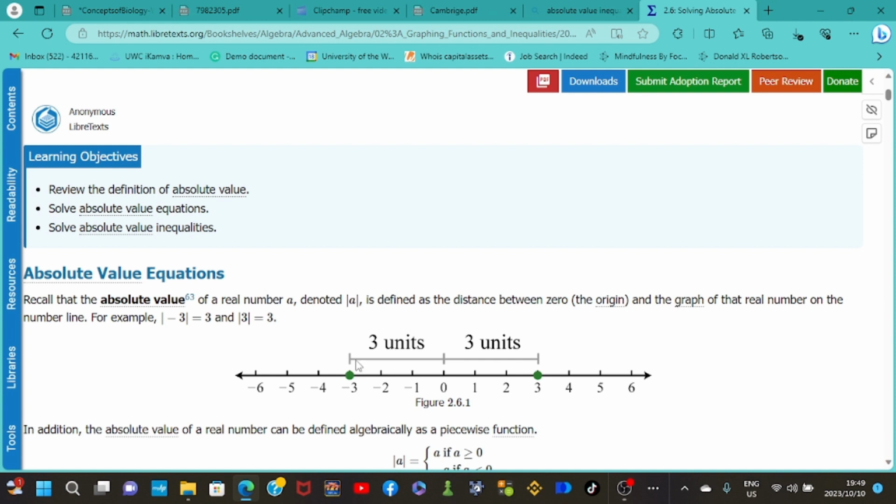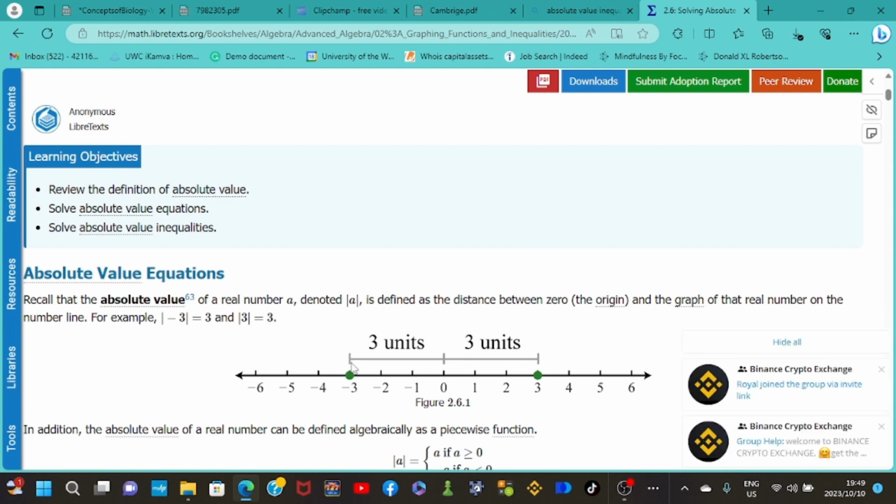So here we see that negative 3 goes from negative 3 to 0, and then from 0 to 3, because an absolute value always gives a positive number, and this is not negative 3, this is 3 units. This represents the distance between 0 and that real number. So basically this is a glimpse introduction into absolute values.